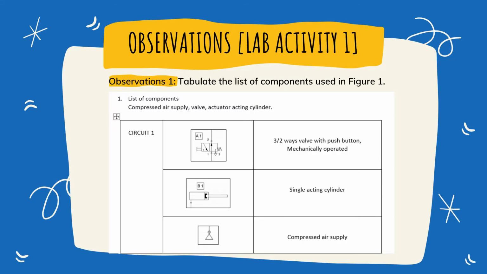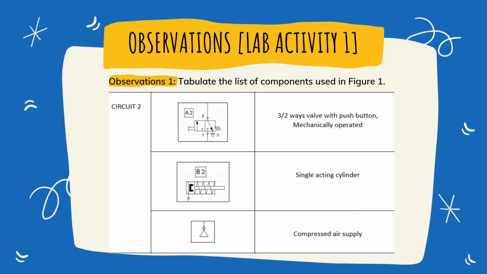Okay, now let's move to the observation part. For observation number 1, tabulate the list of components used in figure 1. So the components that we use in figure 1 are compressed air supply, valve, actuator, and single acting cylinder. Now for circuit 1, we use a 3/2-way valve with push button, which is a mechanically operated valve. The second one, B1, is a single acting cylinder, and the last one is the compressed air supply.